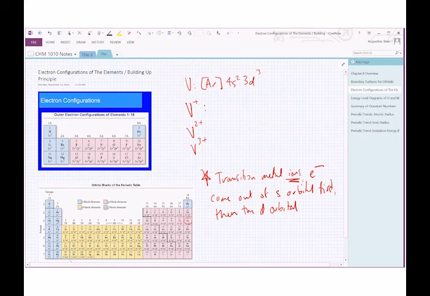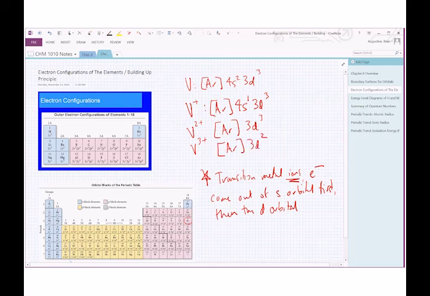Okay, this is not a trick. They all do this. I guarantee you some of you are going to get this wrong on the exam. You're going to forget this rule. Transition metals, when you make ions, the electrons first come out of the s orbital, then they come out of the d orbital, which means the configuration for vanadium is argon 4s1 3d3. Vanadium 2+ is argon 3d3, and vanadium 3+ is argon 3d2.